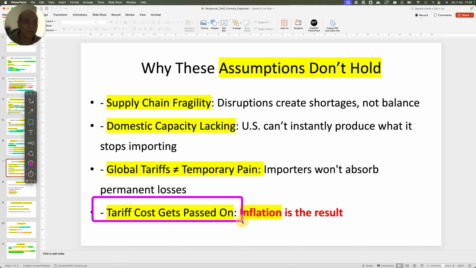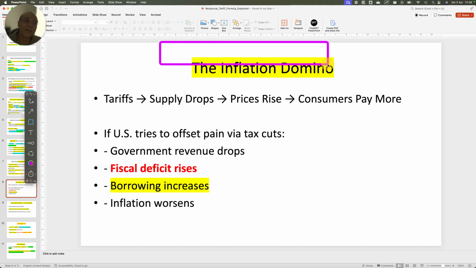The tariff gets passed on as inflation. That is why inflation is the result. The inflation dynamo: you increase tariffs, supply drops, prices increase, consumers pay more. Now, somebody may say that, look, if I apply tariff, the imports to the US continue at the same rate which is continuing right now, or maybe at a subdued rate. That is the assumption which the US government is making, that the imports may fall slightly. So we are trying to balance the trade between those countries.